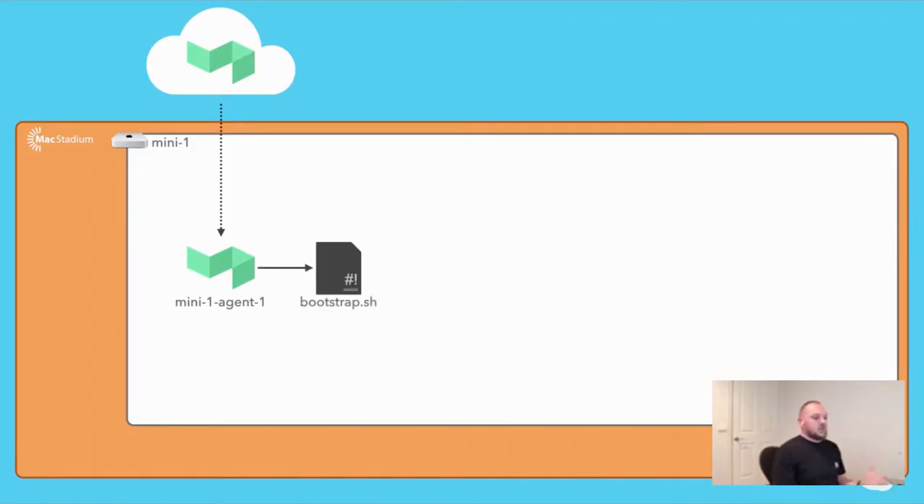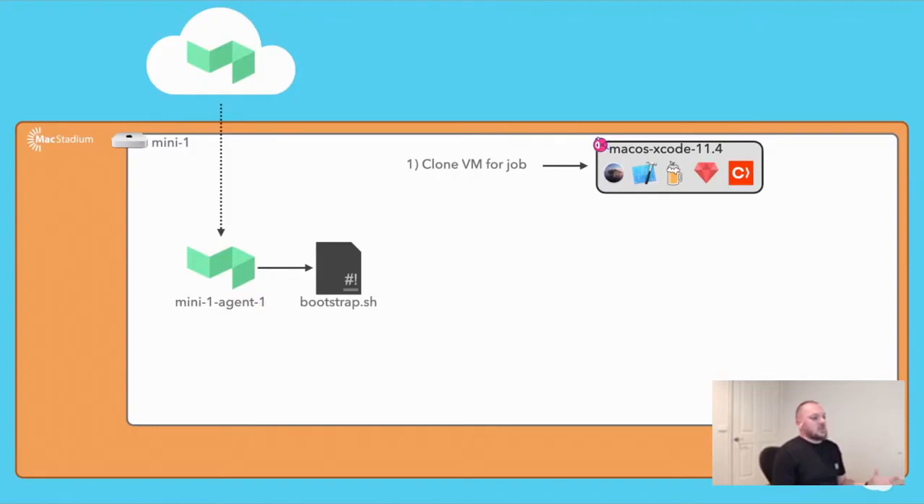Buildkite offers a hook that we can run a script in, and at this point in time, we can do some tasks before the actual build job. This is the bootstrap script. So the first thing that we want to do is clone a VM for the job at hand. Like I was saying before, we've got these template suspended VMs, and inside of these VMs, we've got Xcode already installed, Homebrew installed, Ruby, a bunch of different Ruby versions, and CocoaPods, and a few other gems and command line tools.